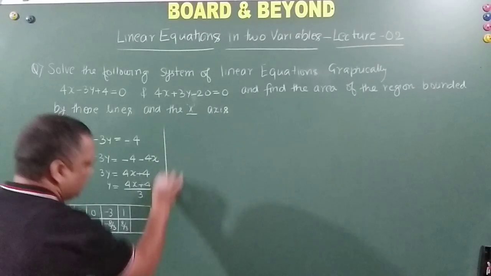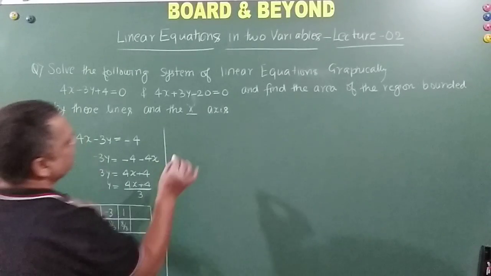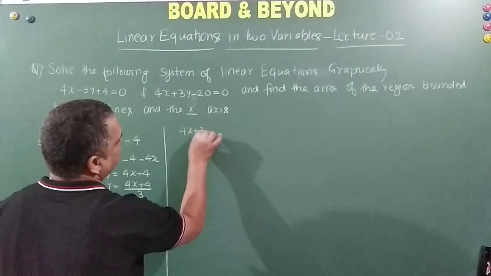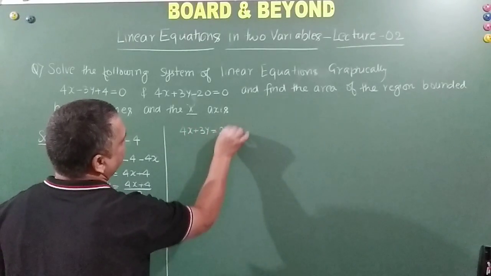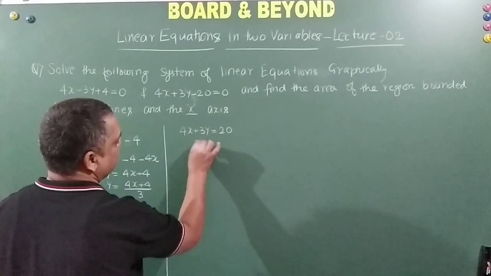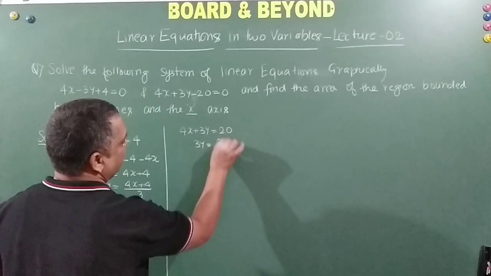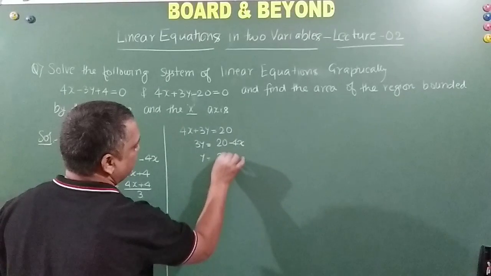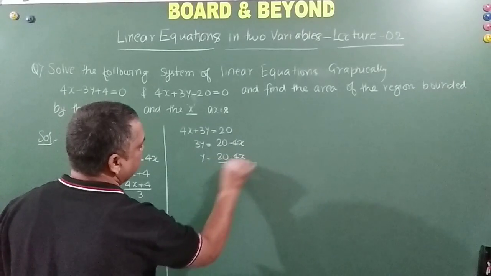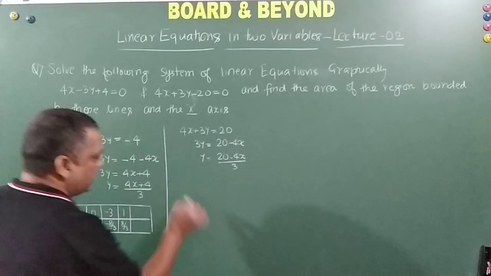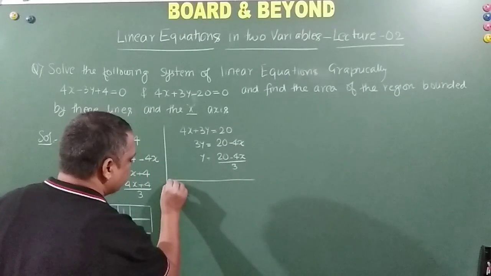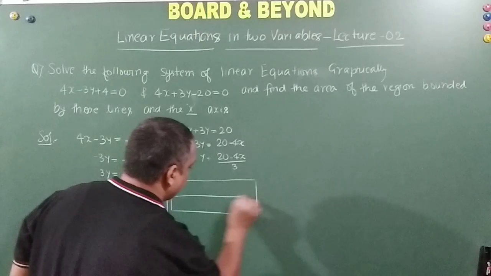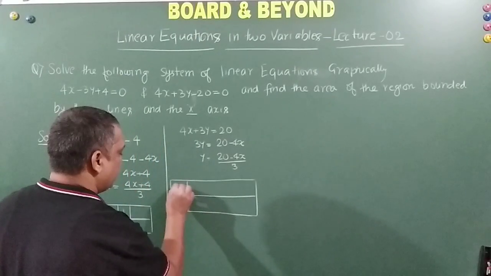Now coming on to the second one, my friends. 4x plus 3y is equal to 20, we can say. So 3y is equal to 20 minus 4x, or y is equal to (20 minus 4x) divided by 3. Let's again make a table for this, x and y.